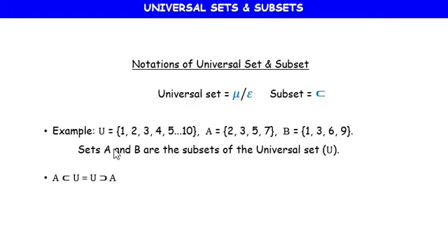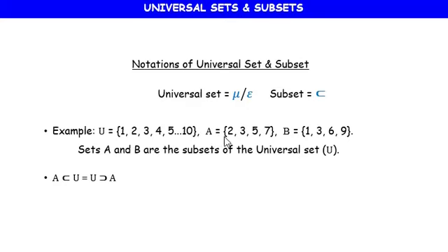So let's look at this example so that we see how we can use the notations of universal set and subsets to represent it. If we have a universal set equal to 1, 2, 3, 4, 5, ellipsis, 10, this ellipsis is telling us that there are some members between 5 and 10 that we have not listed, that is 6, 7, 8, and 9. So this is a finite set, just to remind you of the finite set.